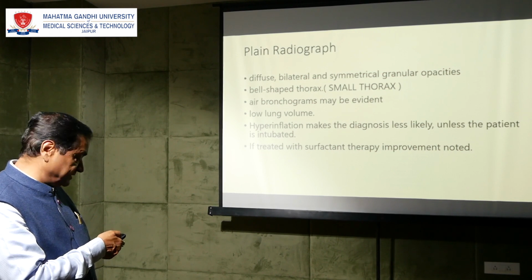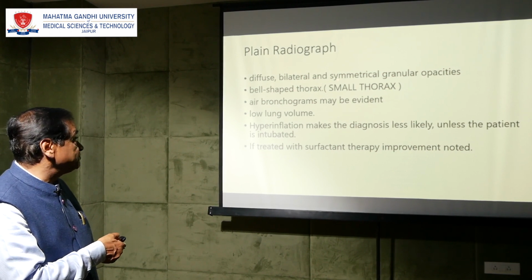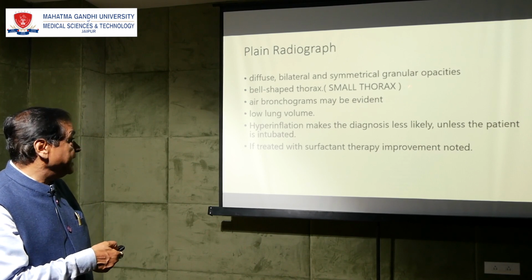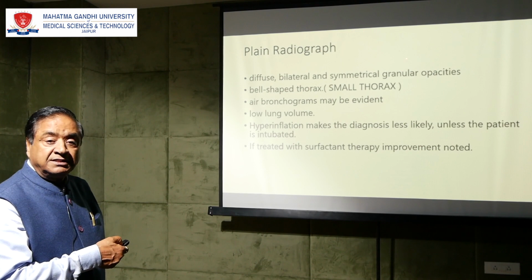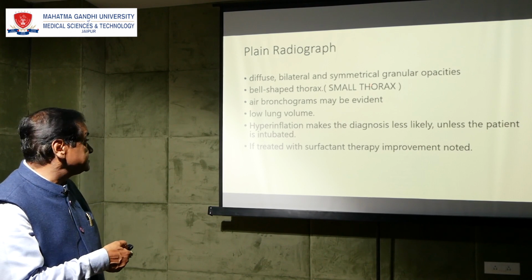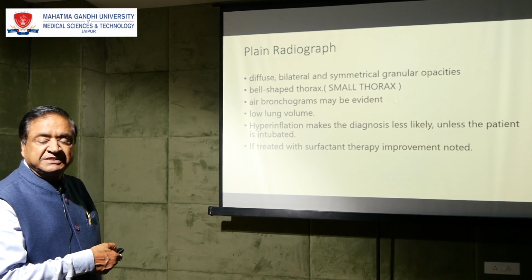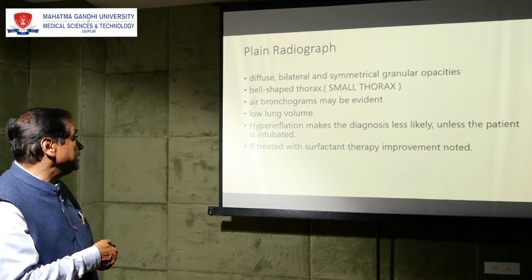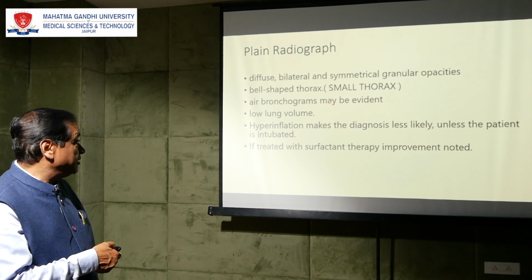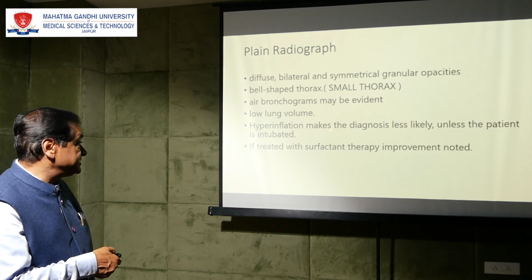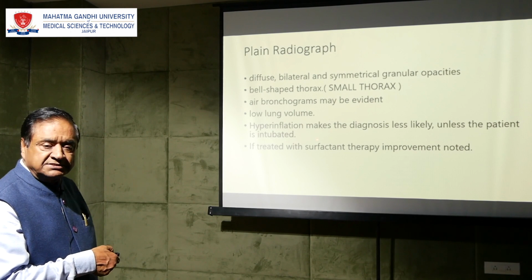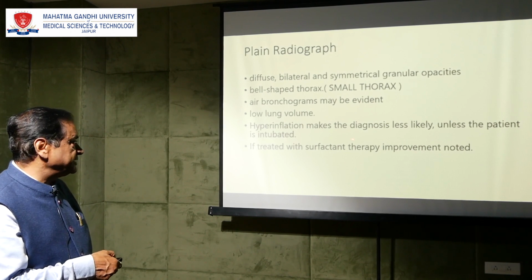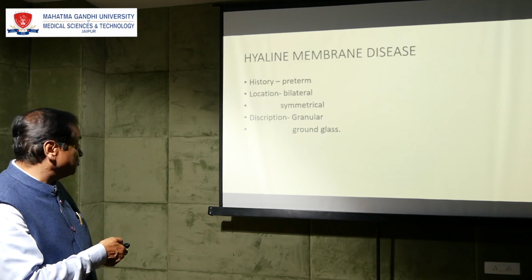So, the radiological picture we find is diffuse bilateral symmetrical granular opacity, and a small thorax, because the lungs become small. Air bronchogram remains there, because this is a disease of alveoli. Low volume lung, the volume of the lung is small. Hyperinflation is not seen unless the patient is intubated. Hyperinflation is not the sign. And when we treat with surfactant therapy, the patient shows improvement.